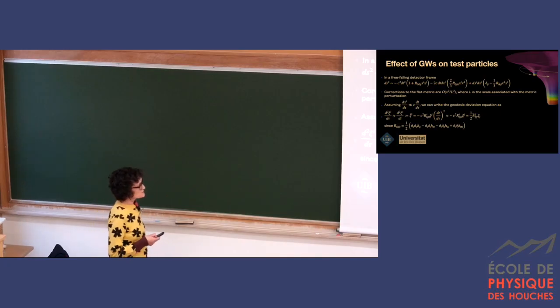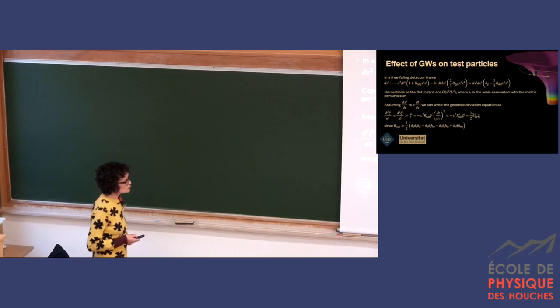We start from this expression that tells us how we can expand the proper distance in a free-falling detector frame, and we get some corrections that depend on the Riemann tensor again. And since the Riemann tensor, as we saw, involves double derivatives, it scales like 1 over L squared, where L is the scale associated with the measured perturbation. And then it's always coming with two factors of x. So we have corrections to the flat metric that scale like a small quantity.